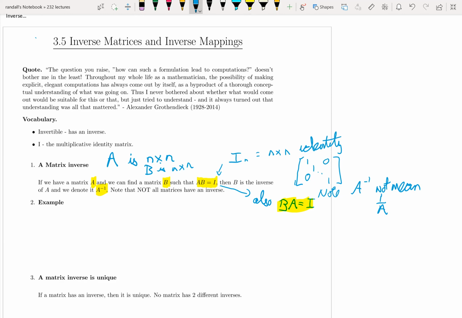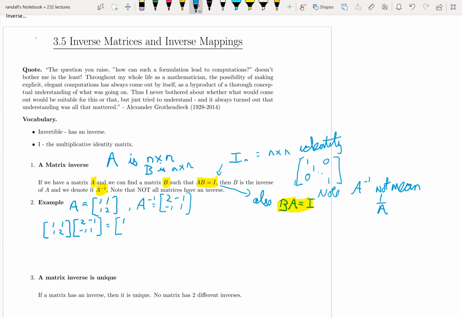Let's look at an example, a 2 by 2 example. If A is this matrix, 1, 1, 1, 2, I claim that the inverse of this matrix is 2, minus 1, minus 1, 1. To show that, we simply do the multiplication. Let's do A times this candidate. When I do that matrix multiplication, first row, first column, I get 2 minus 1, so I get a 1 there.